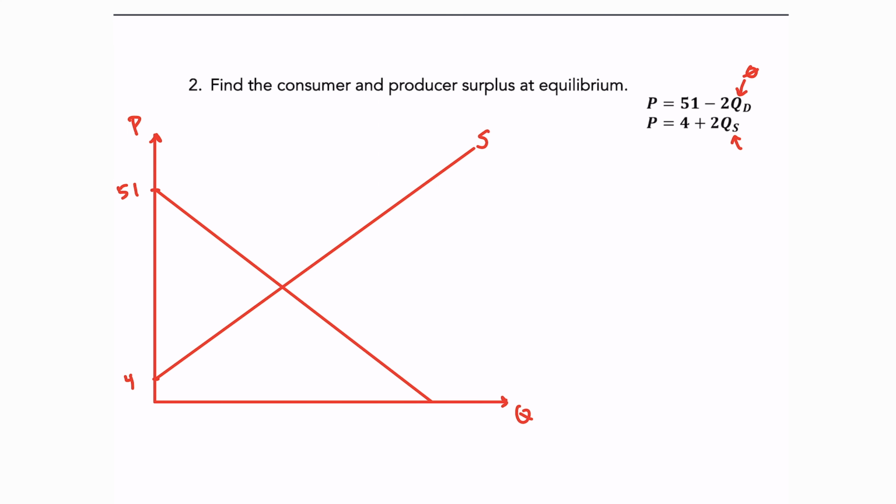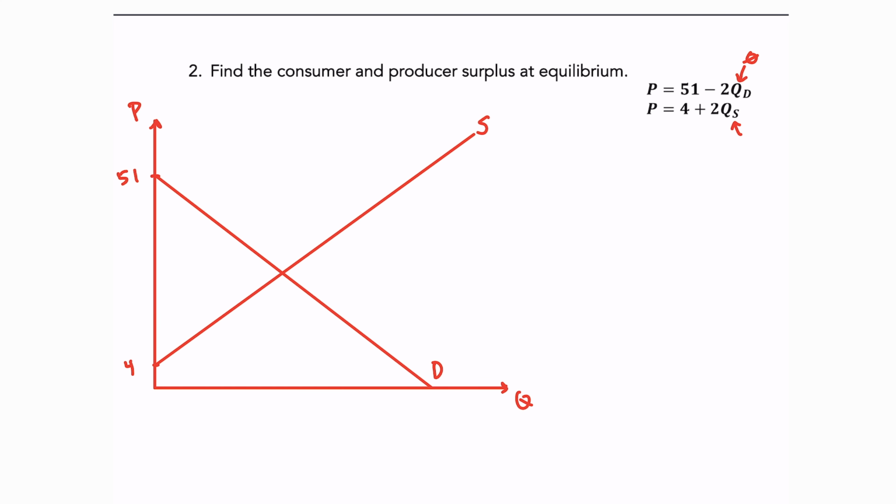So supply and demand. Finally, I know the equilibrium price is 27.5, and the equilibrium quantity is 11.75. So 27.5 here, 11.75 here. Great, so I've got a sketch.